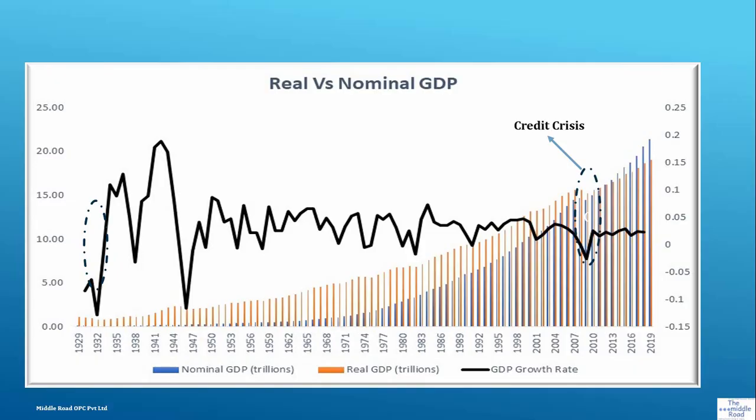I took the data since 1929. I mapped it. I saw what the real GDP growth was, and what was the real GDP versus the nominal GDP. Now we know real GDP is nominal GDP minus inflation. So to filter out inflation or price effects, we calculate the real GDP. So whenever I'm talking about GDP going forward, like we discussed, it will always be real GDP.